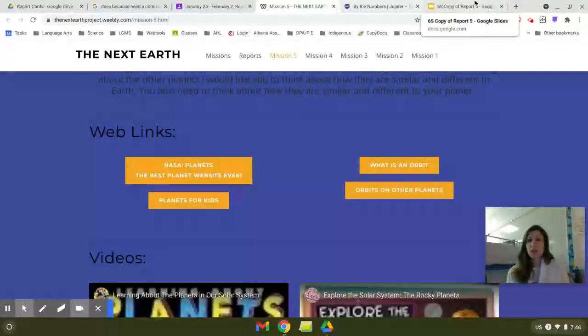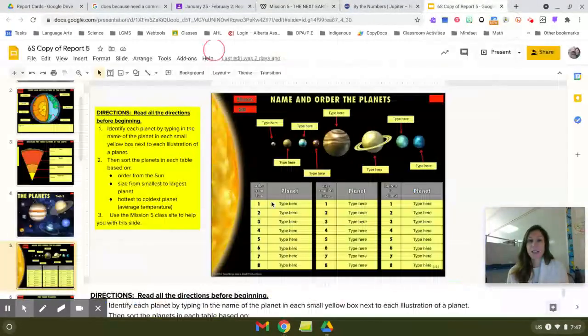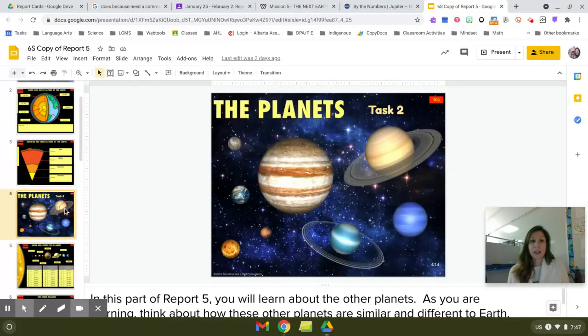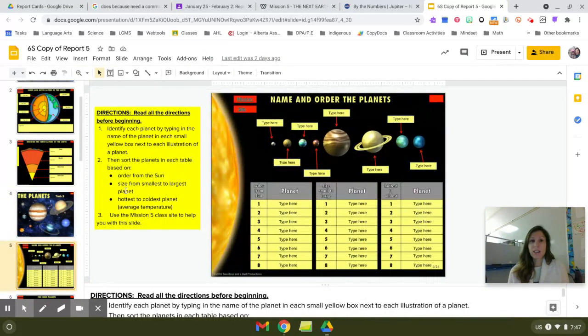The slides for task 2. So task 2 are the planets. Remember to read all the directions below or in a box beside it. Read the directions. You want to identify all these planets. This is their order from the sun. Here's the sun. Identify them all. So each box has you do something different.